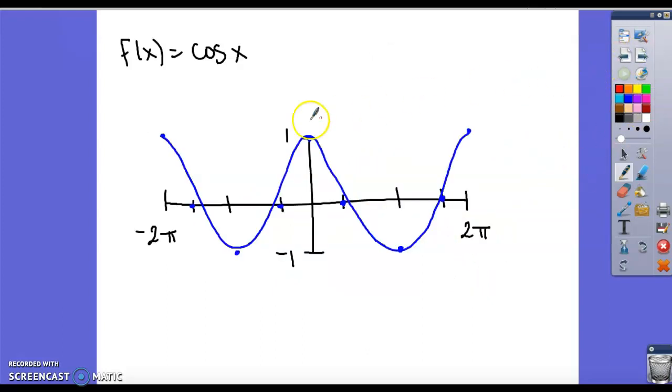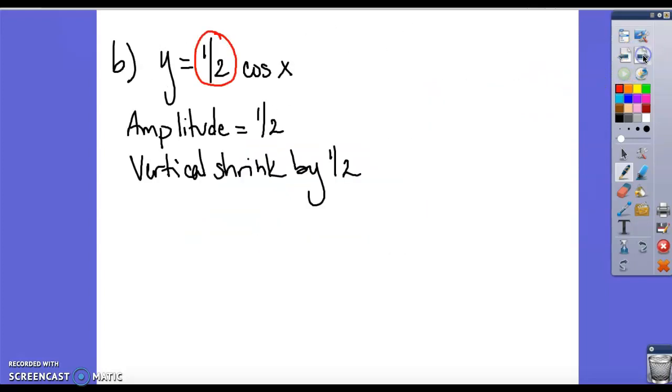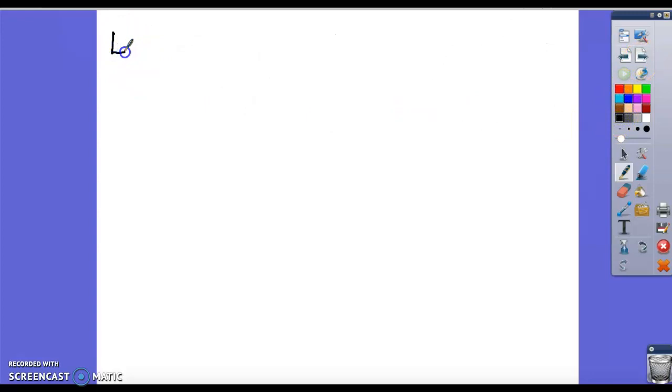So the period of a regular sine graph is 2 pi, and cosine is the same. One cycle is 2 pi, start to finish, and once you get to 2 pi, it's going to repeat again. However, when we start multiplying the function by numbers, that changes the period.